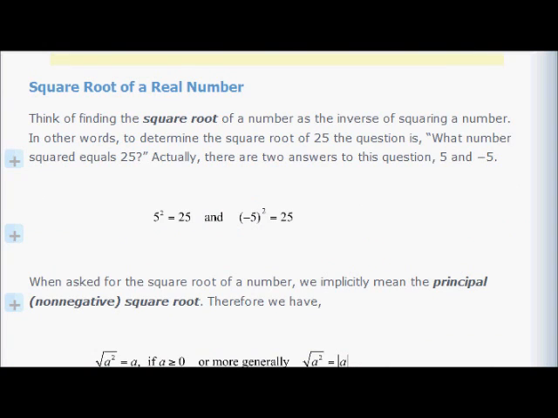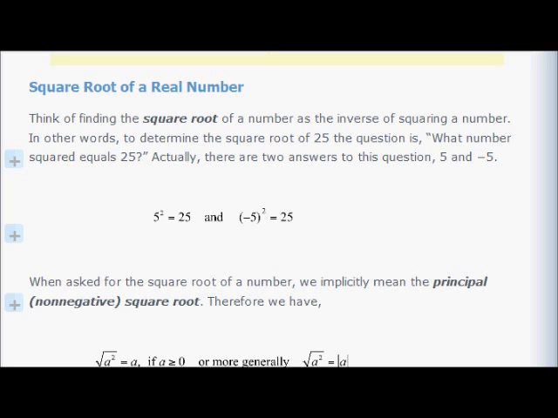What is the square root of a real number? You just think of it as the opposite of finding the square. The inverse means the opposite, okay? So to determine the square root of 25, the question is what number squared equals 25? And you don't want to be thinking just about the positive number that can be squared to result in this positive 25, but you also have to remember that a negative number squared is going to result in a positive number. So you can have 5 being squared to result in 25, or you could have (-5) squared to form 25.